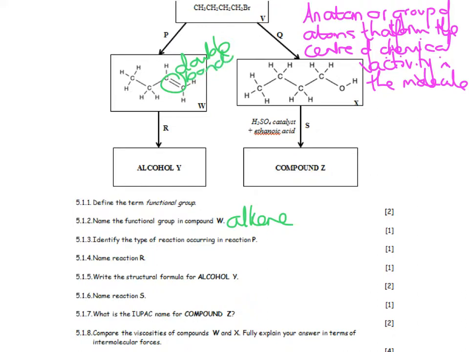Identify the type of reaction occurring in reaction P. So what's changed is the bromine, it was all single bonds, it's now formed a double bond, and we've eliminated a hydrogen and a bromine that have been taken away from that. So it's an elimination reaction, but it is a particular elimination reaction. It is a dehydrohalogenation, because we've got rid of a hydro and a halogen.